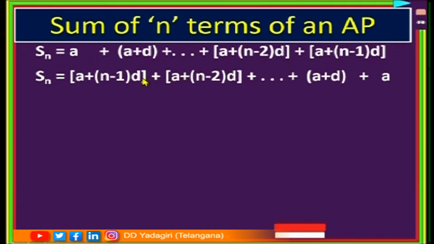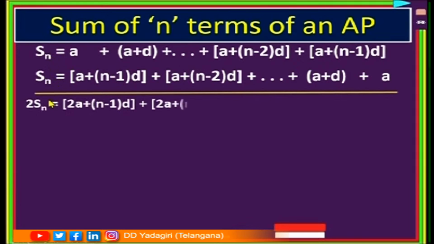Write the last term, that is a plus n minus 1 into d first, later a plus n minus 2 into d, plus so on, a plus d plus a. Now add these two expressions, then left side becomes 2Sn, Sn plus Sn becomes 2Sn, and the first terms a plus n minus 1 into d become 2a plus n minus 1 into d, and the second terms a plus d, here we have a plus n minus 2 into d, a plus a become 2a, and here d is common, then we will get n minus 2 plus 1, that becomes n minus 1.